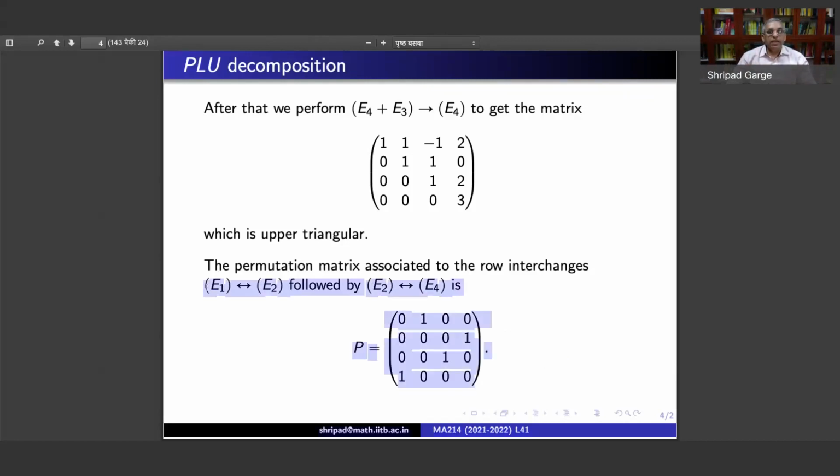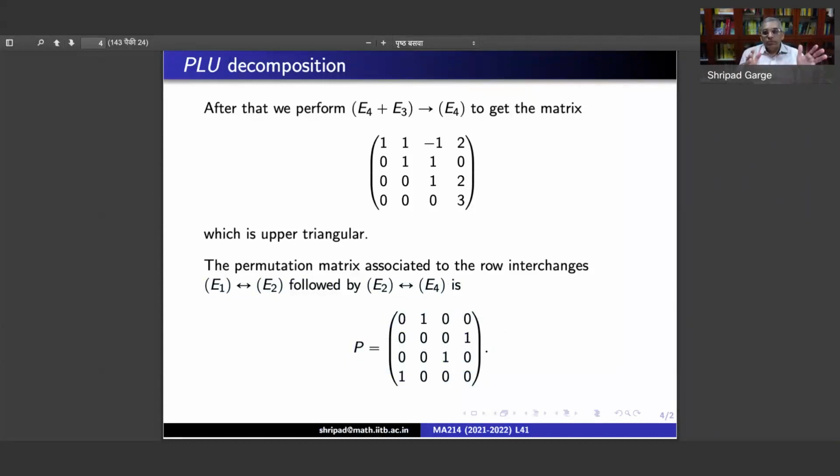You know, the changes are happening for E1, E2 and E4. E3 has not changed, so the E3 non-zero entry remains as it is in the diagonal. And finally, E4 is not changed by the first row interchange, but it is changed by the second row interchange and it goes to the second place. Therefore, you have 1 in the second place. So this is the understanding to get this particular permutation matrix P.